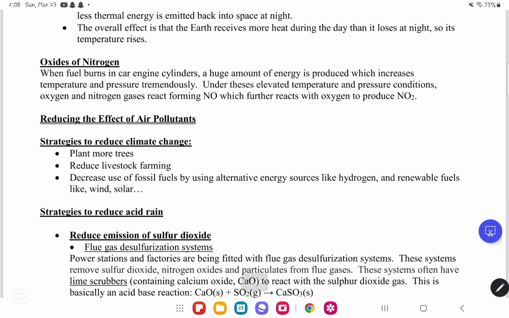When fuel burns in car engine cylinders, a huge amount of energy is produced, which increases temperature and pressure tremendously. Under these elevated temperature and pressure conditions, oxygen and nitrogen gas react, forming nitrogen monoxide, which further reacts with oxygen to produce nitrogen dioxide. So how do we reduce the effect of air pollutants?